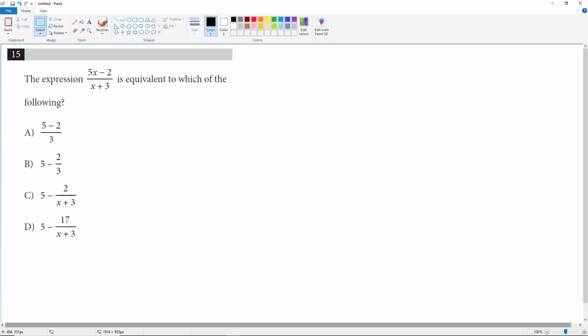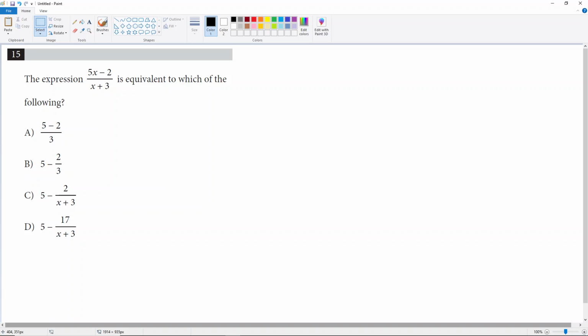Well, if they're remainders, let's try to do division and see what the remainder comes out to. It's important to remember that if the remainder comes out to 0, that means that x plus 3 is a factor of 5x minus 2. But if the remainder does not come out to 0, in the case of C or D, then x plus 3 is not a factor of 5x minus 2. That could be important to other SAT math questions.